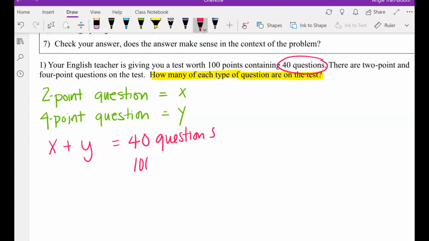Now we have 100 points. What do we do to find the second equation of 100 points? 2x plus 4y. You're right, because the 2's and the 4's are points. Okay, so 2x plus 4y equals 100, or in this case, 100 points. Now, you are asked to find how many x's and how many y's. What method would you like to use today? Substitution, elimination. You pick one. Why don't you go and use your favorite method and then solve for it, and then come back and check the answer with me.